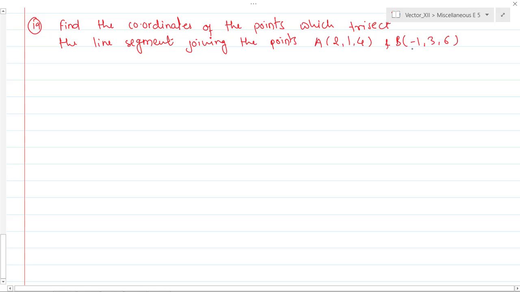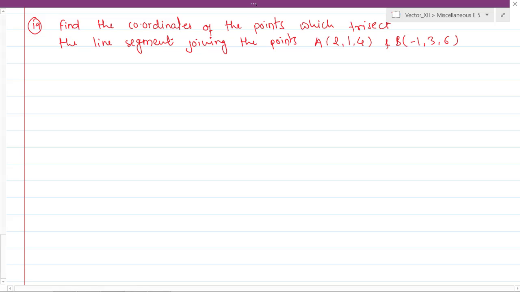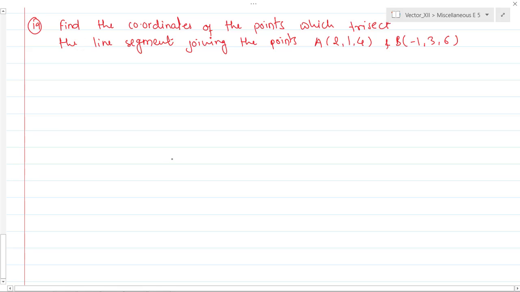If you observe very carefully here, we have one hint. The word is not "point", it's "points", plural form. So we have more than one point here. Let's have a look at this figure. This is point A, and this is point B.